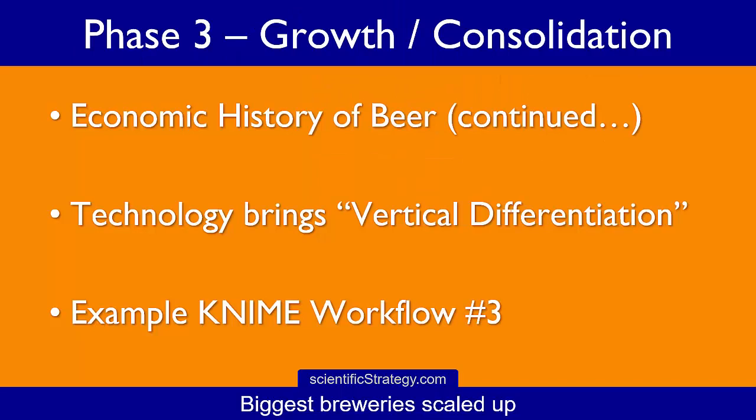So this third phase is the growth and consolidation phase in the beer industry. And as we analyze the economics of this phase, we find that new technology brings about vertical differentiation. That's a new type of product differentiation that helps these products compete. We'll be analyzing the nature of this vertical differentiation, explaining and showing how this works in a third KNIME workflow.